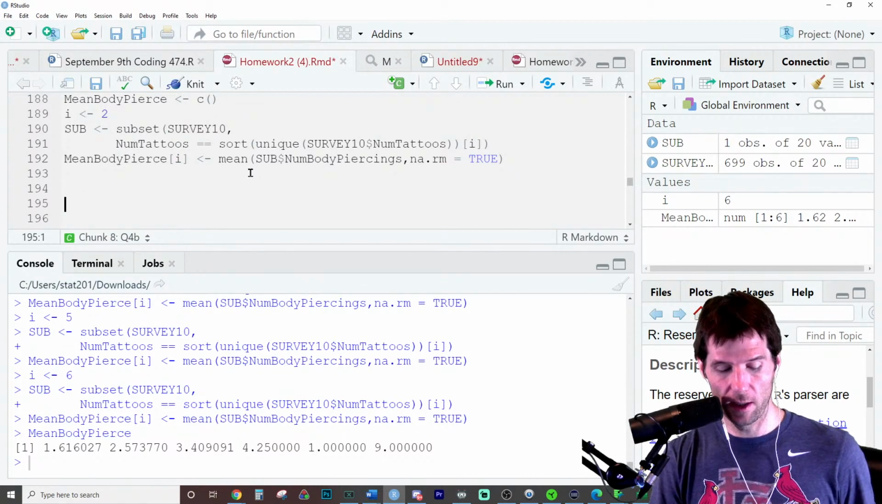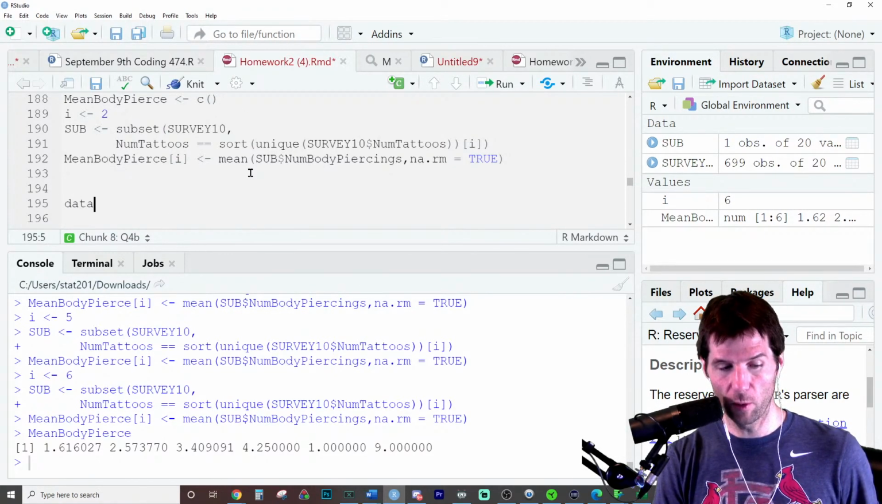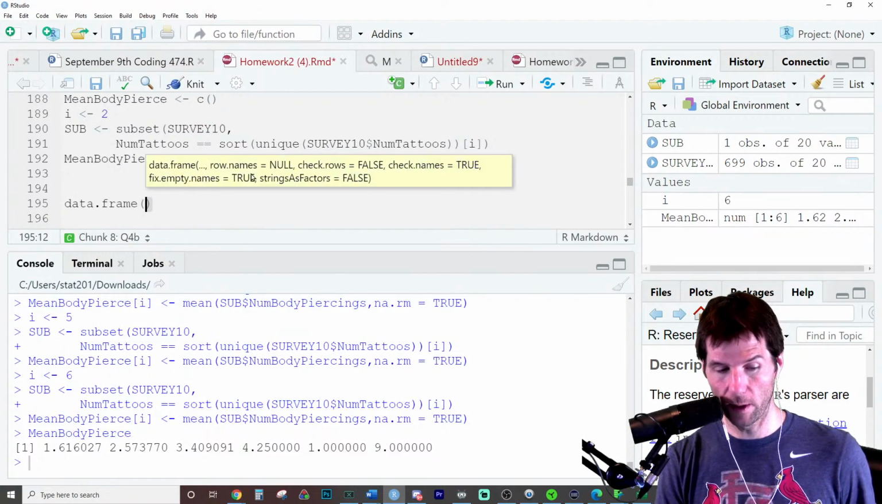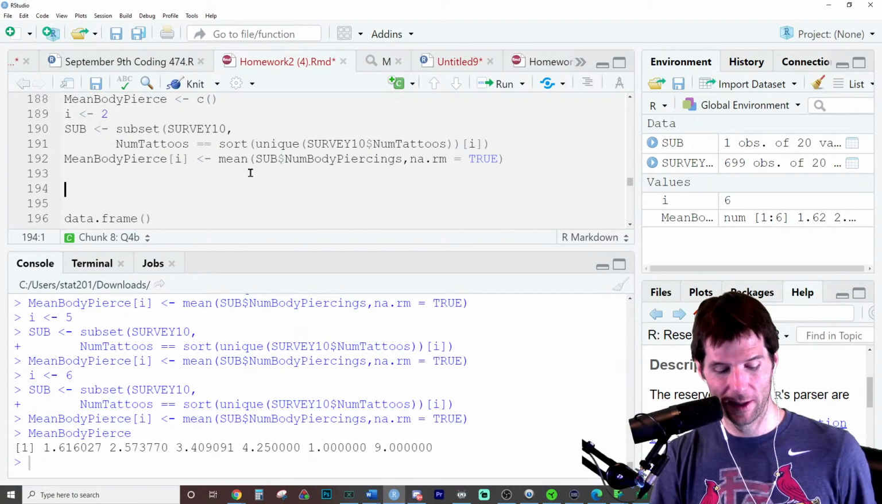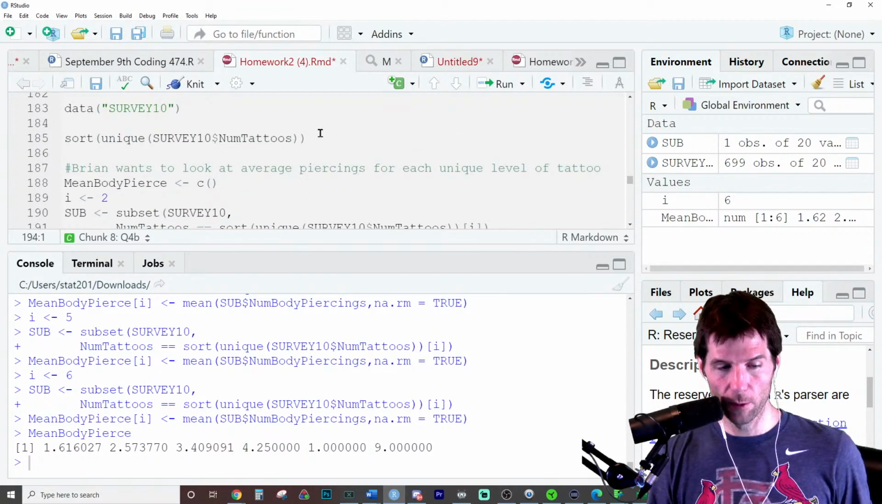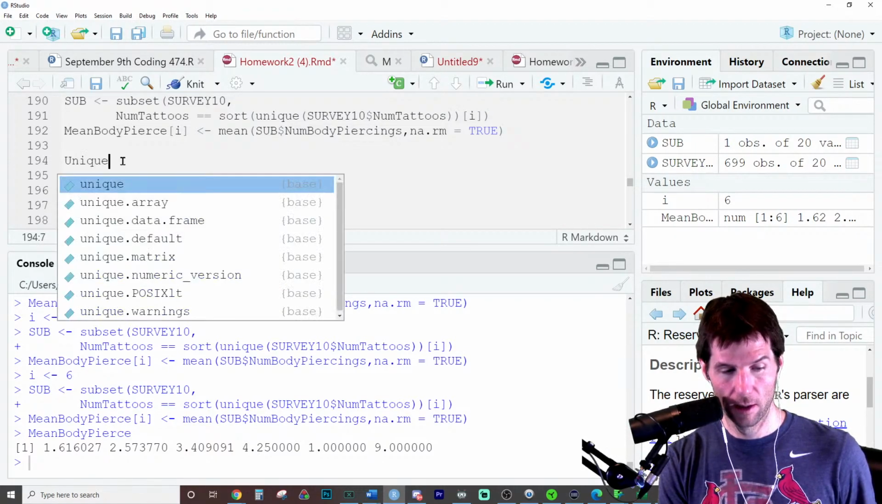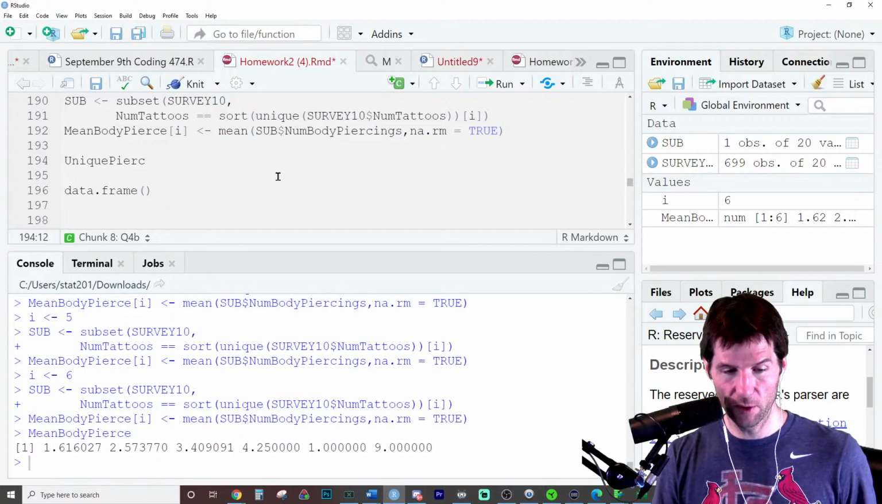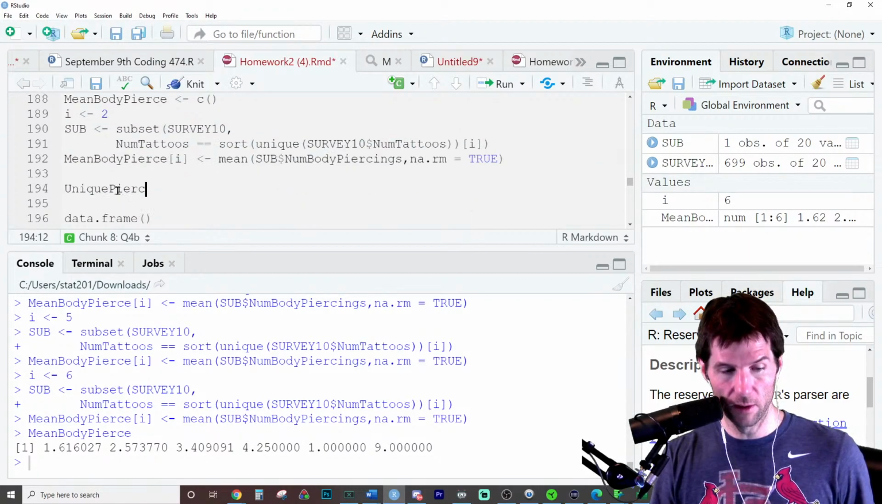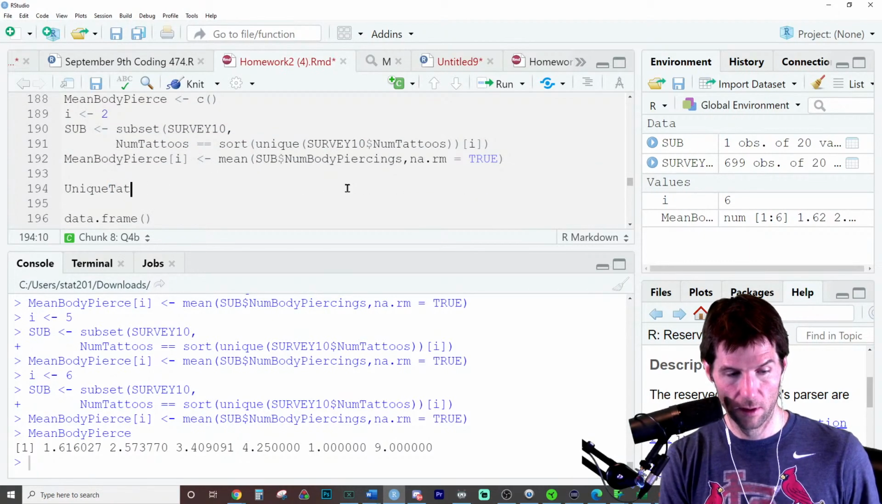But in this question right here, we're supposed to make a data frame. I'm going to do it the quick way. Everything's nice the quick way. We'll do it the right way. So we want to go right here, and we're going to take our unique vector right here, and let's go to our unique vector and say unique pierce. Is this the piercings we're doing? No, unique tattoos. These are the unique levels of tattoos.